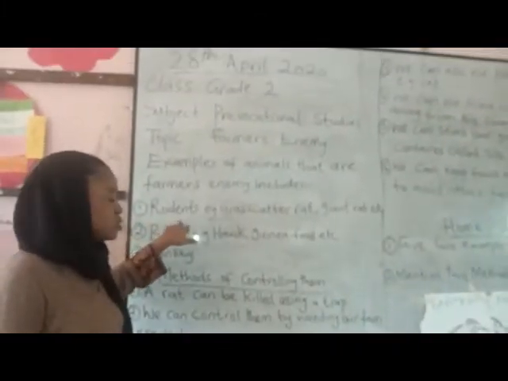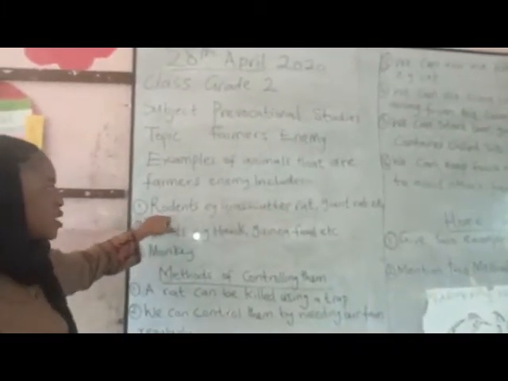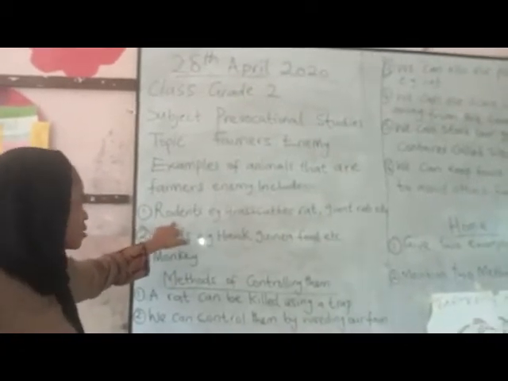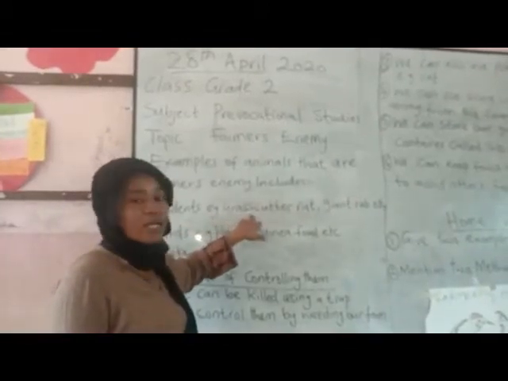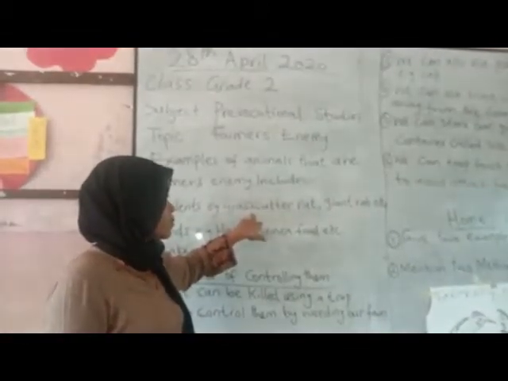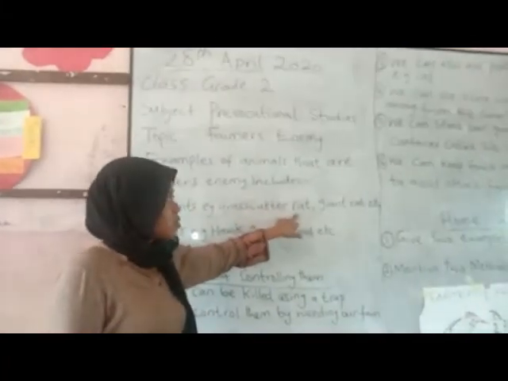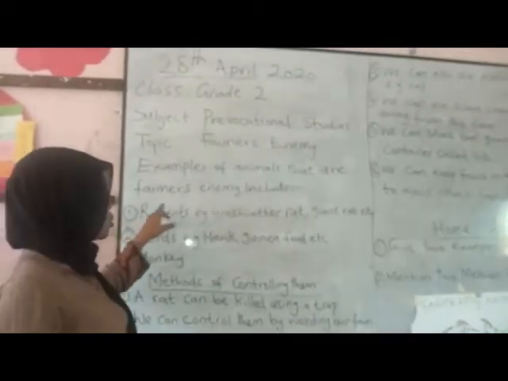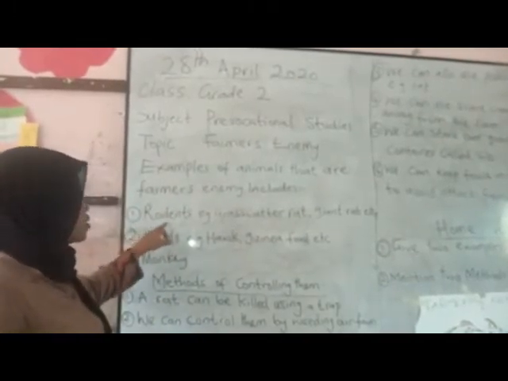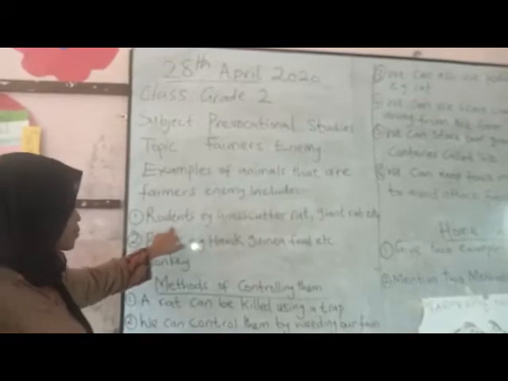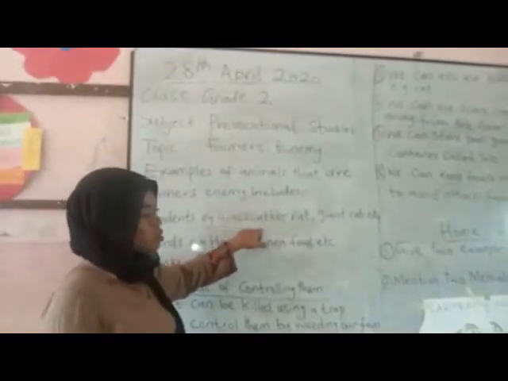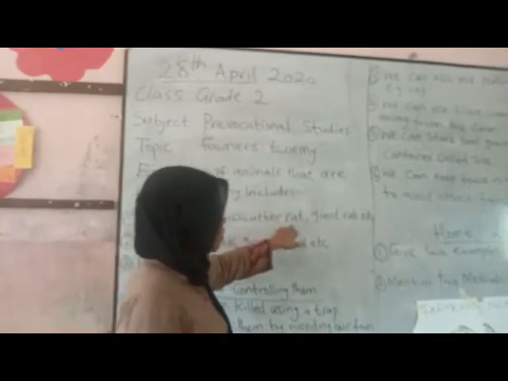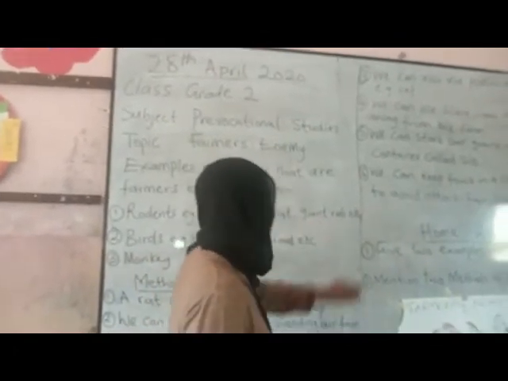Okay? Now, here are some of the enemies of farmers. Number one, rodents. Say rodents. Examples of rodents are grass cutter. Class, say grass cutter. Rats, giant rats, etc. That is to say, there are lots more. I told you that one example of farmer's enemy is a rodent. Say rodents. An example of a rodent is what? Grass cutter, rat, giant rats.